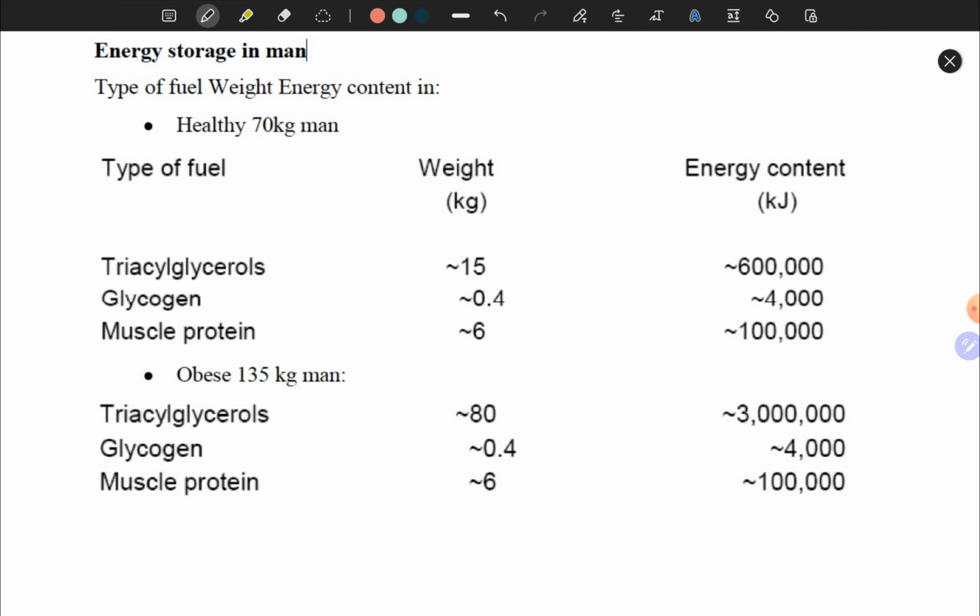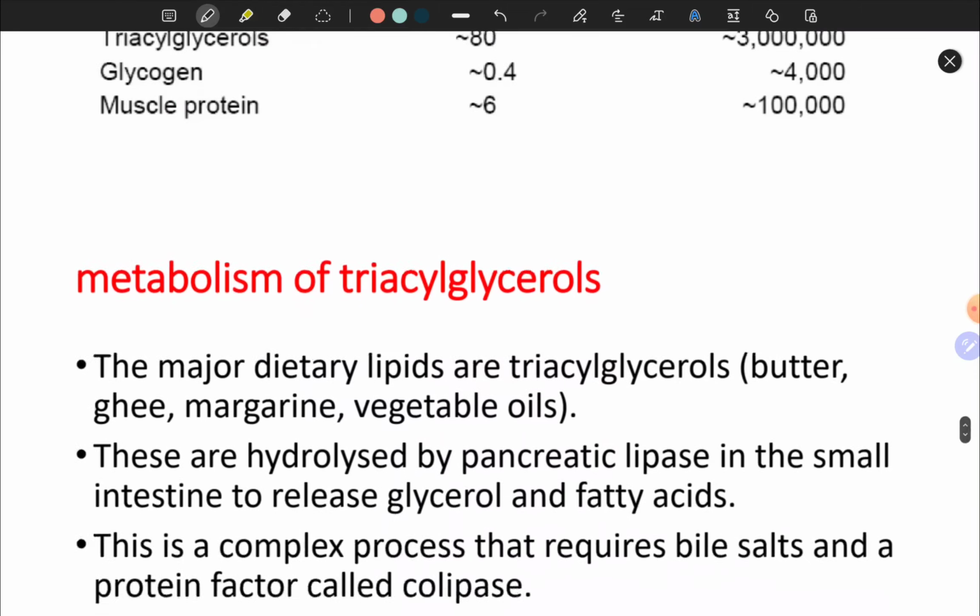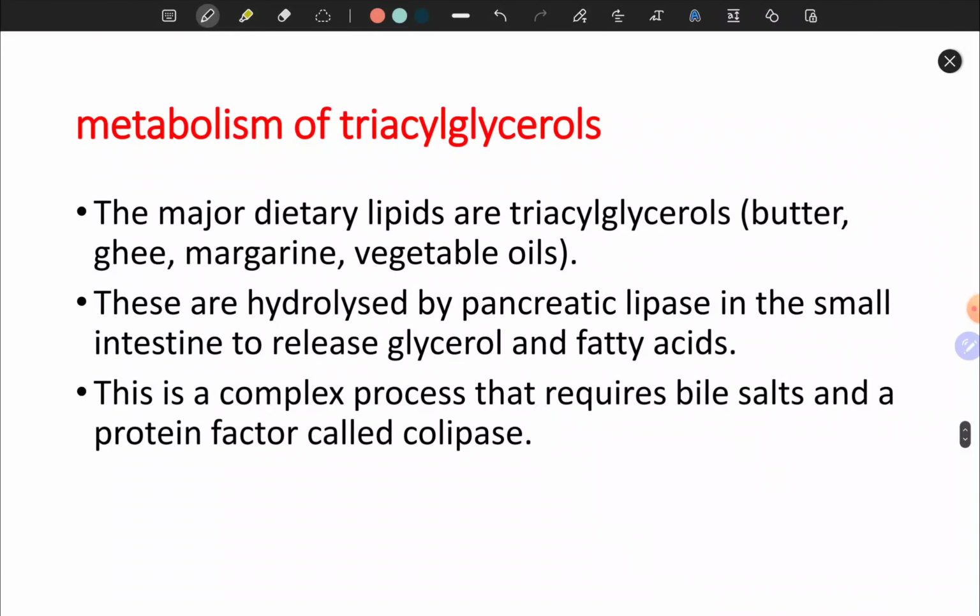It is important to know how you measure your body fat composition. The major type of lipid are triglycerides.